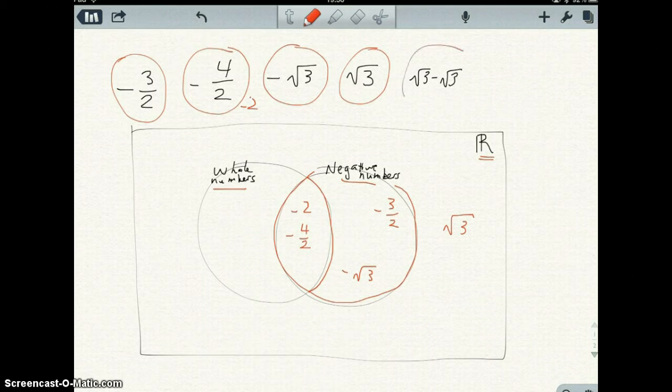And last of all, we have square root of 3 minus square root of 3. Now that is just 0, right? Because if you subtract a number from itself, it's just 0. So maybe it looks like an irrational number, but it's actually 0. 0 is a whole number. Is it a negative number? No, it's not. So we'll put that representation out here.